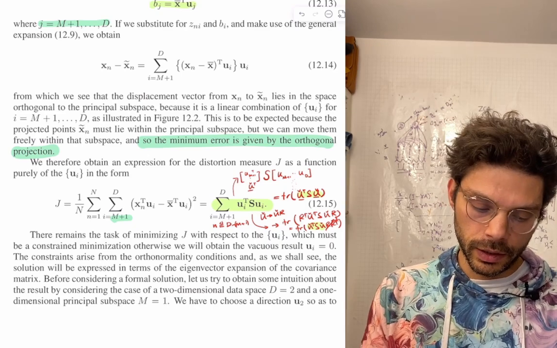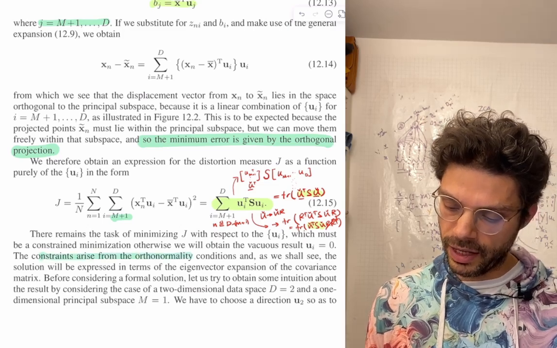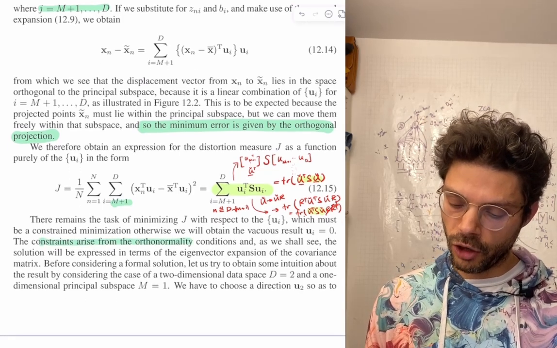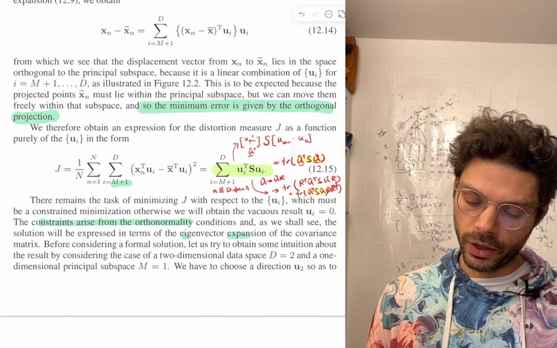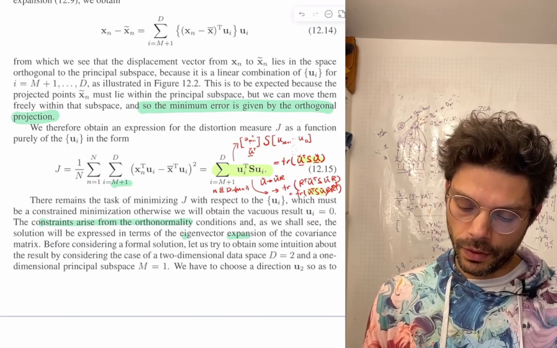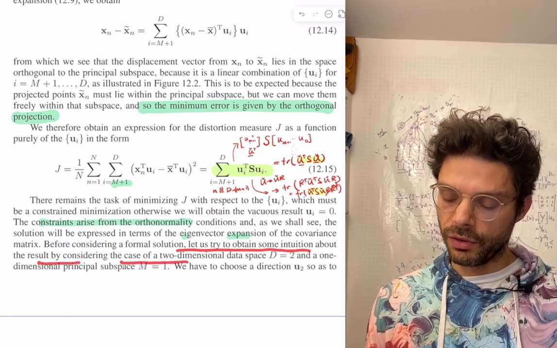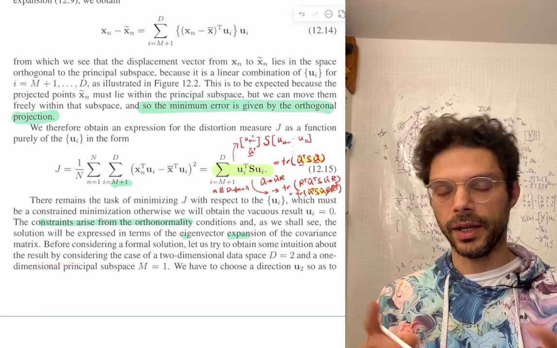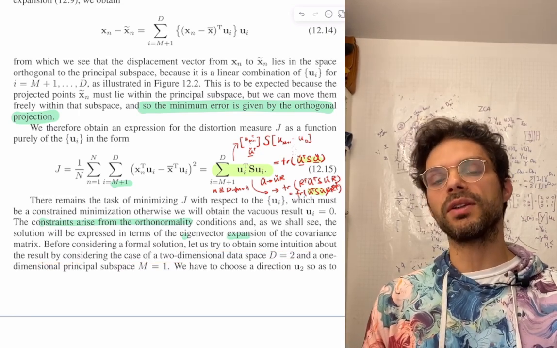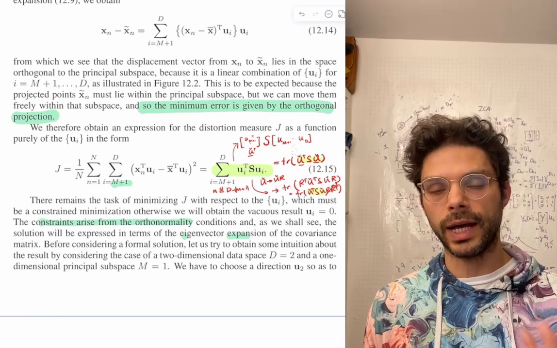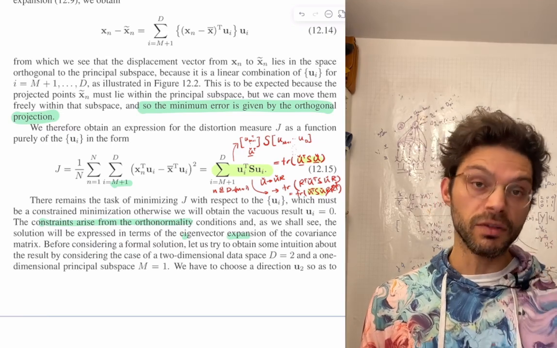The constraints arise from the orthonormality, and as we shall see, the solution will be expressed in terms of the eigenvector expansion of the covariance matrix. Okay, before considering a formal solution, let us try to obtain some intuition about the result by considering the case of a two-dimensional data space. I think this is where the intuition won't give us the general answer, because in 2 dimensions the general answer doesn't really show up. You get the same answer as in the previous formulation.